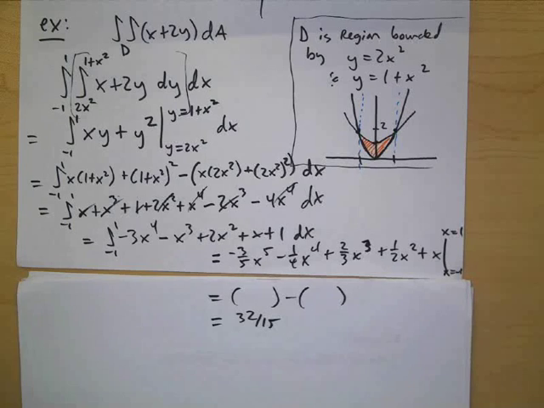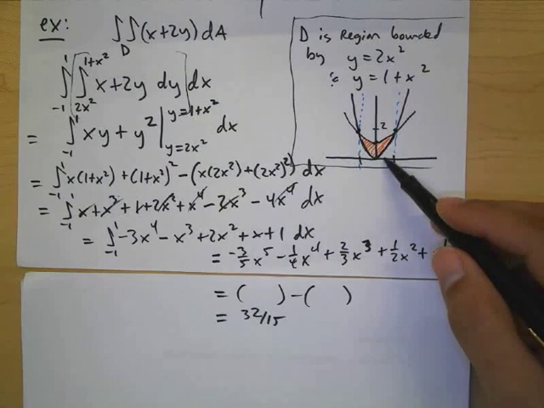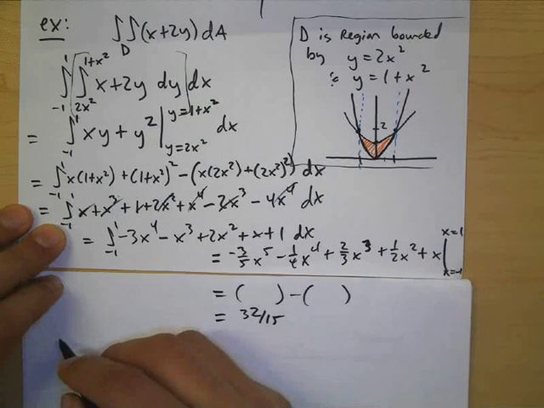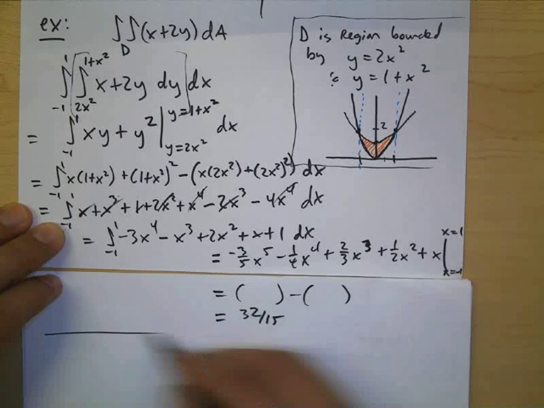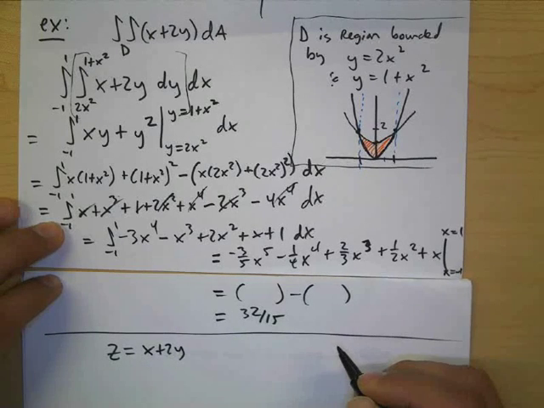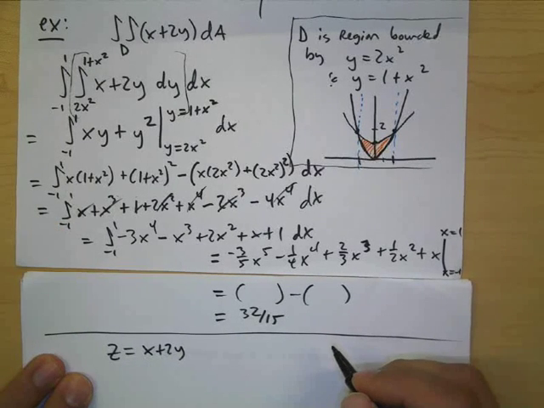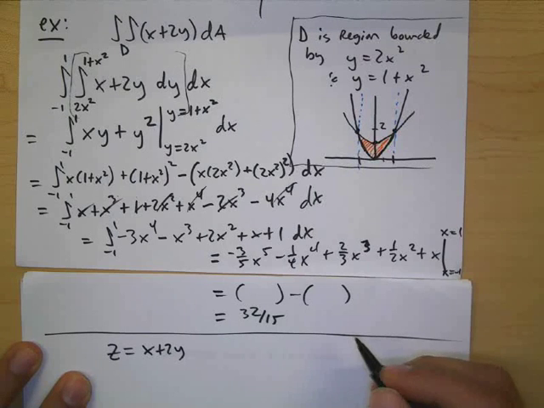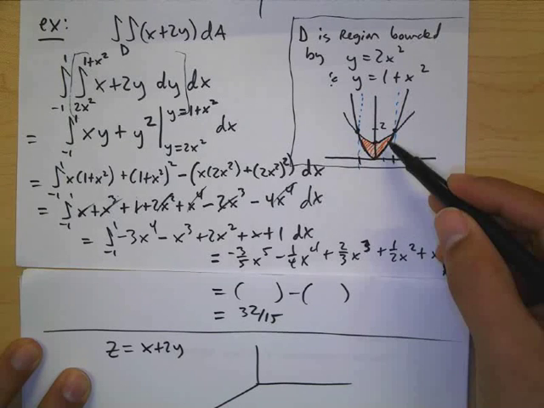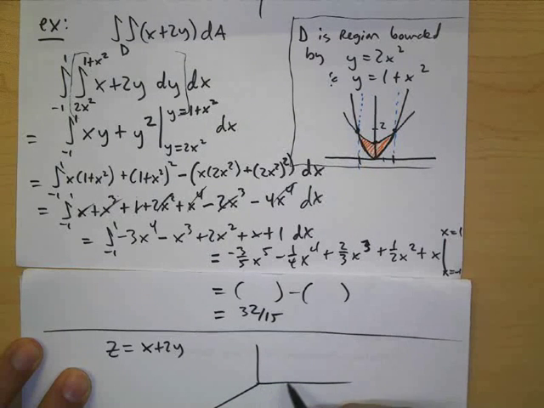And so that's the volume of that really random figure. So this would represent, if we graphed x plus 2y, so z equals x plus 2y, what is that going to look like? That's just going to be a plane. Okay, so now, see if I can draw it sideways.